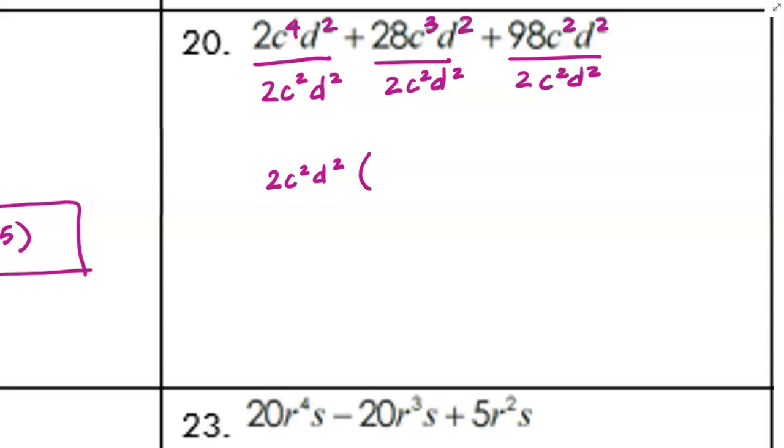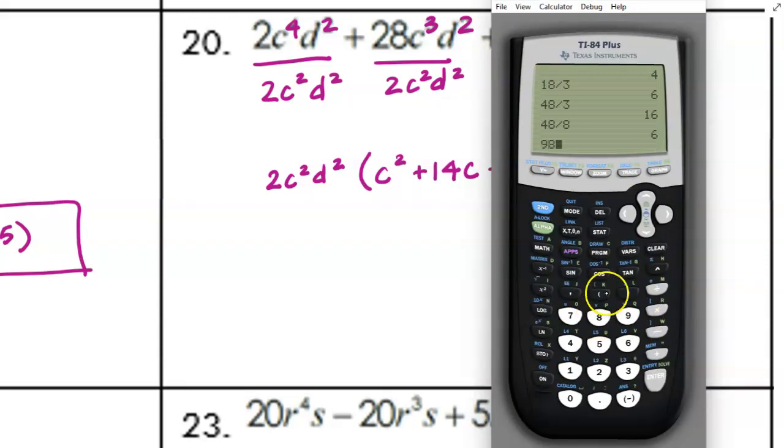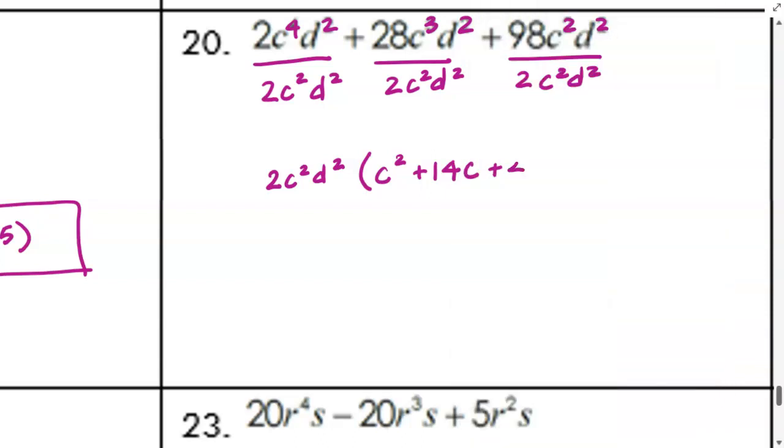And then once I finish factoring out, 2 and 2 cancel out. We end up with C to the second plus 14C left over, plus 98 divided by 2 is 49. And there's 2 D's in the numerator and 2 D's in the denominator, so that's all that I could do. 2D².